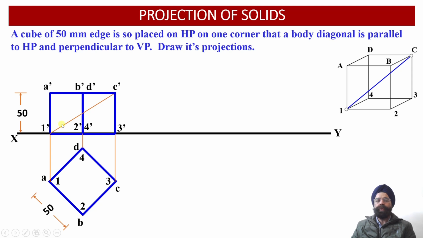Now we have to tilt this cube in such a way that this body diagonal 1 dash C dash becomes parallel to the horizontal plane. So in the second iteration, this body diagonal, that is 1 dash C dash, should become parallel to the horizontal plane.